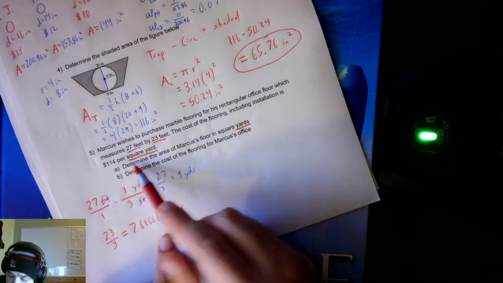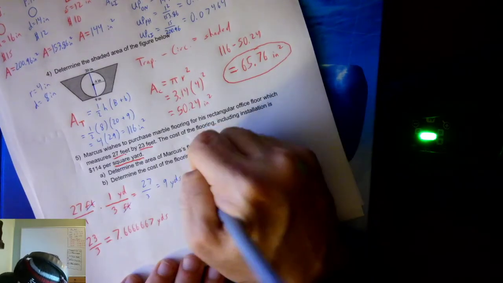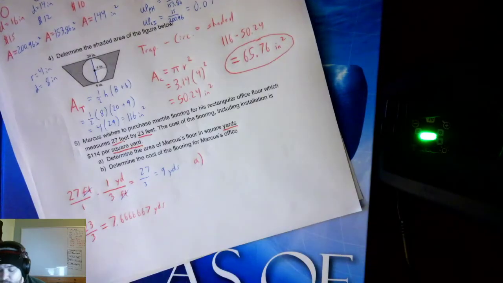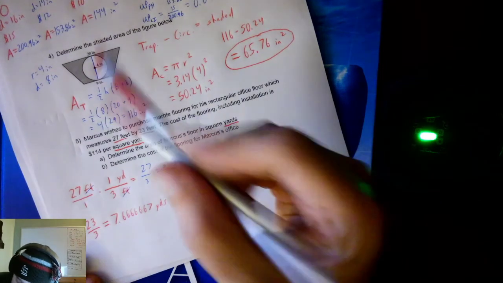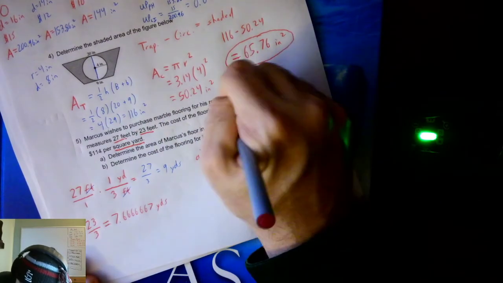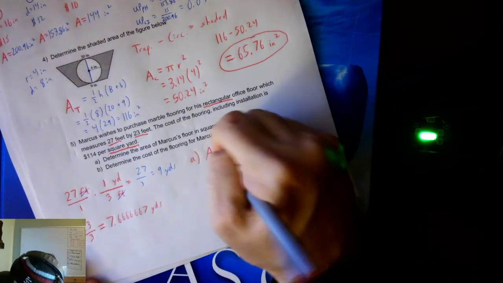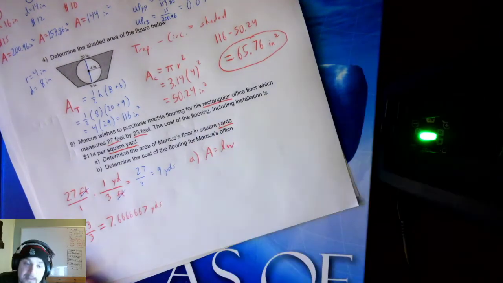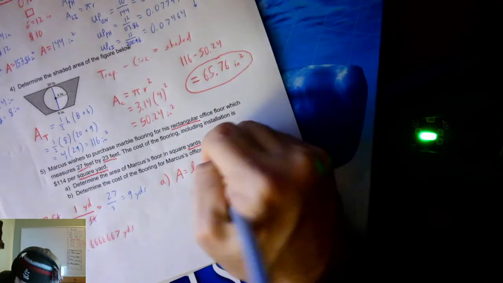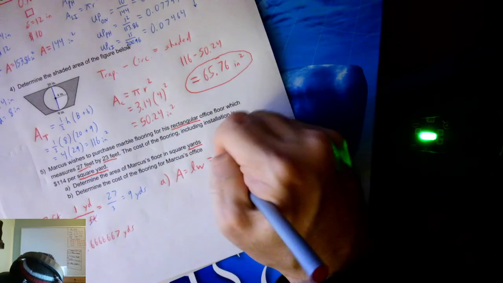I'm now ready to approach part A. I can determine the area of the floor in yards. His floor is a rectangle. I don't know why I'm saying his, it's me, right? Marcus is me. We're using third person. So a rectangle, right? Area equals length times width. Maybe it helps you to draw a picture. Length times width. The length is 9.